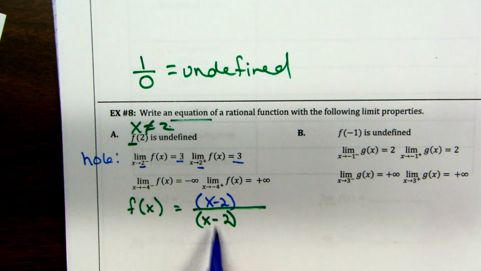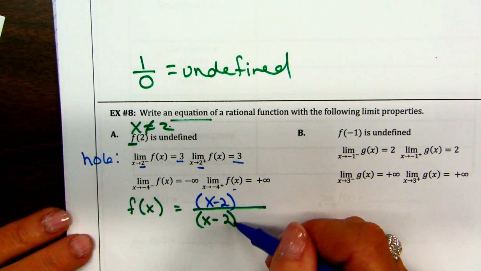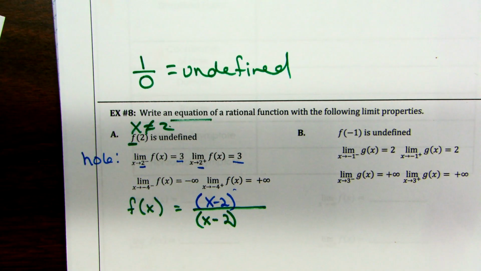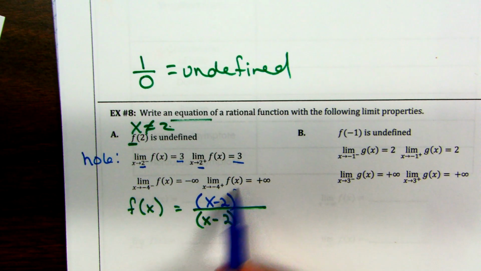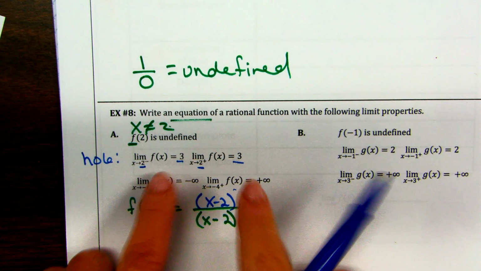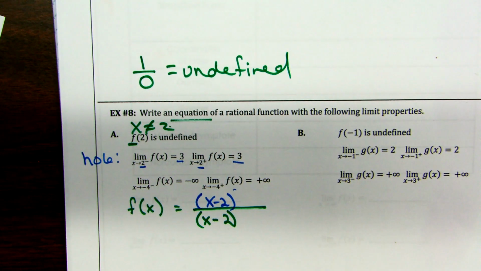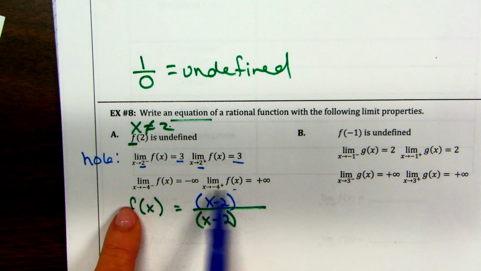Now, answers will vary. There's an endless number of ways you could write this. I'm going with the most simple. Okay? Like, could I have 2 on top and 2 on the bottom? Sure, you could do tons of combinations. But just think about it. I would cancel those, and I would have a hole. Okay? That's it. Good. Now, what's this other one telling me?